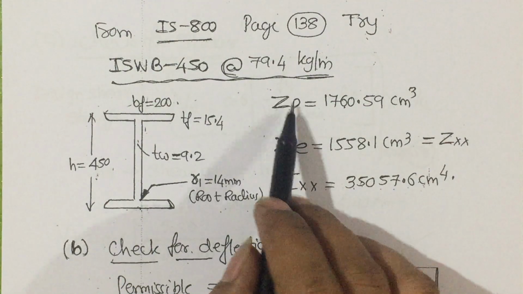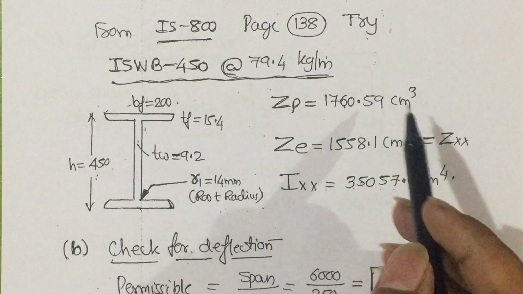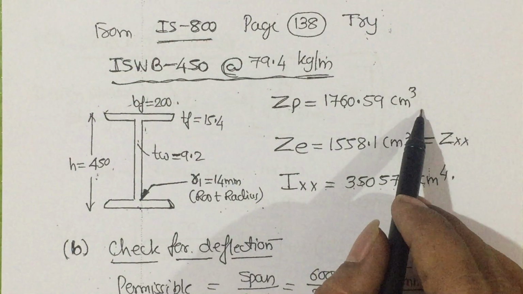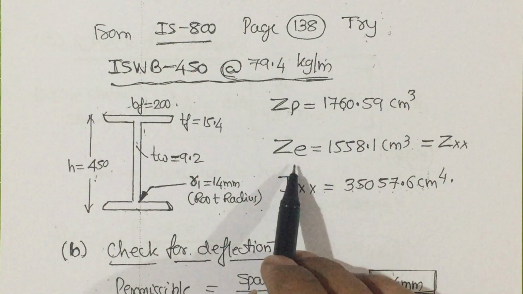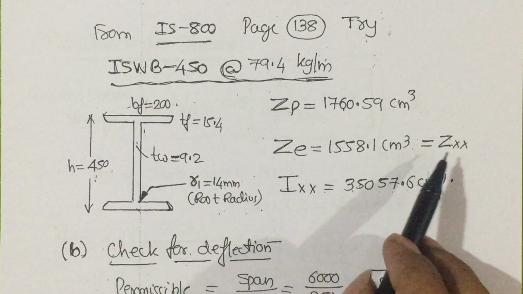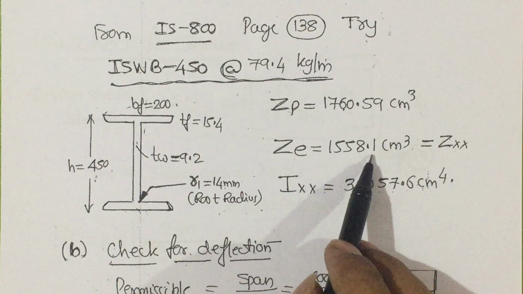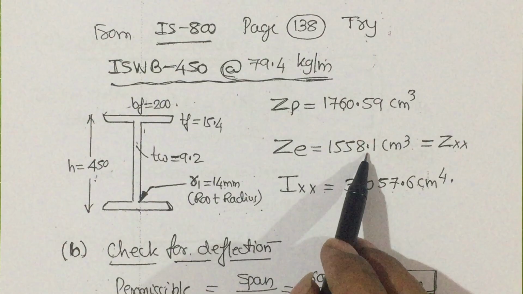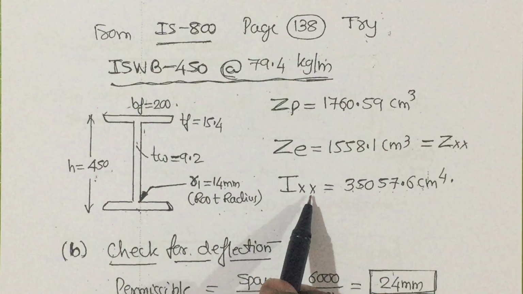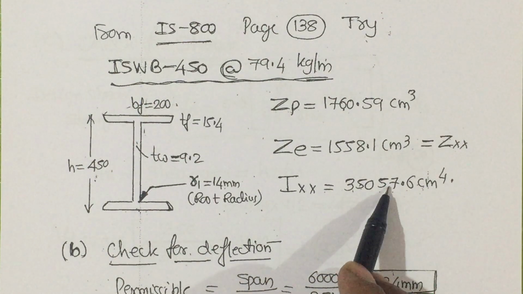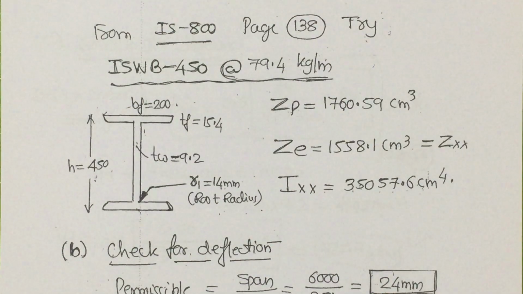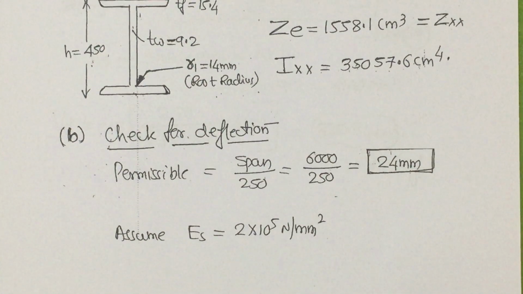Then the ZP value for the selected section is 1760.59 centimeter cube. Then for the ZE value, that is Zxx, it is given by 1558.1 centimeter cube. Ixx is given by 35057.6 centimeter to the power of 4.